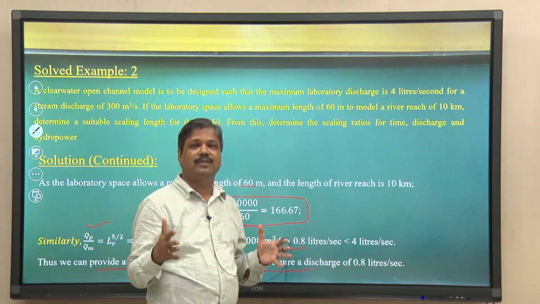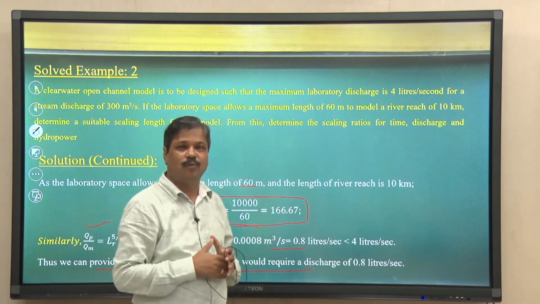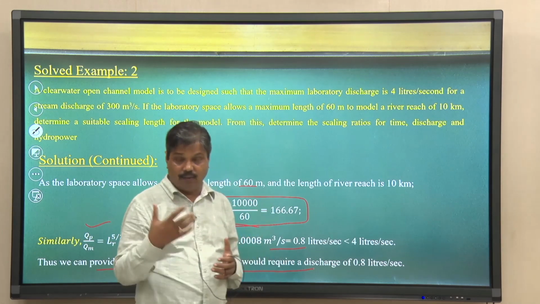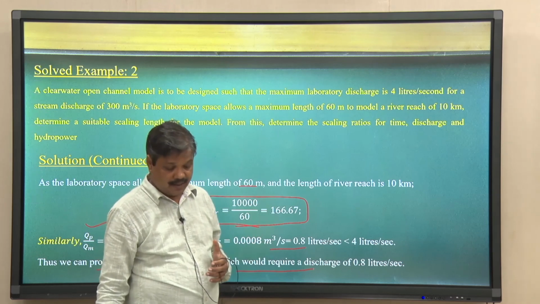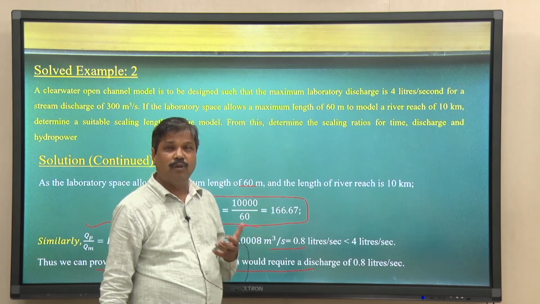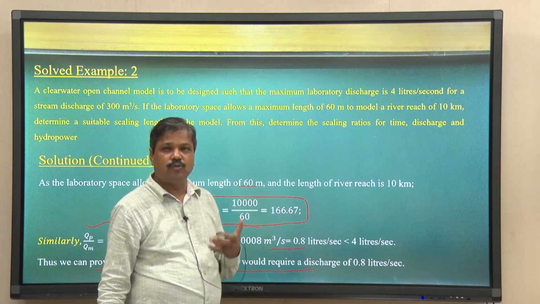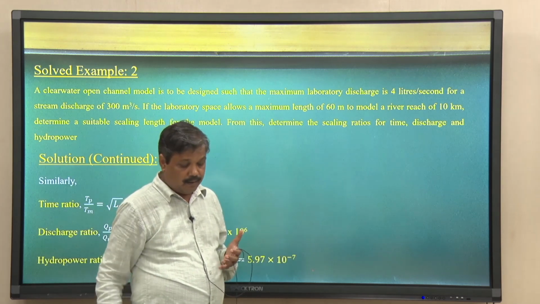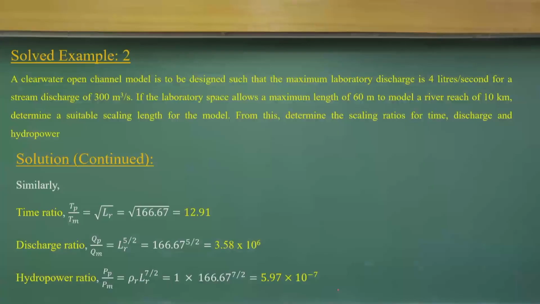We do it based on the conditions we have in our flume, the prototype size, the flow variability range, and what we are trying to do. That is, whether the mobile bed, whether the rigid bed, or only flow Froude similitude, or we are looking for the resistance similitude. So, with this, you can again look at the time ratios, discharge ratios, and hydropower ratios, and put in the values to get what you get.